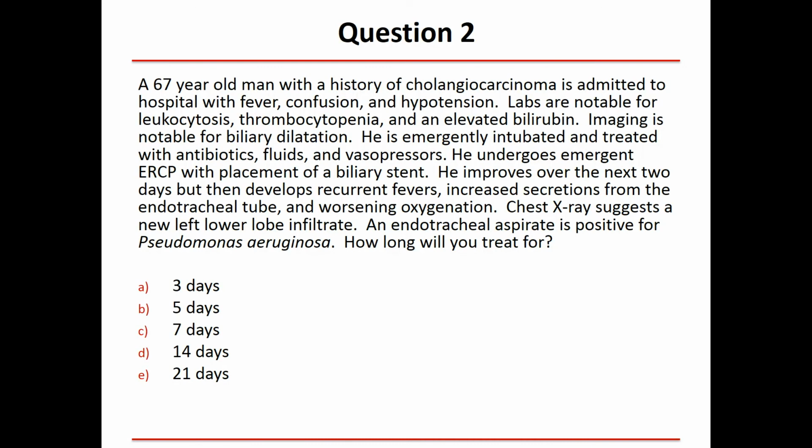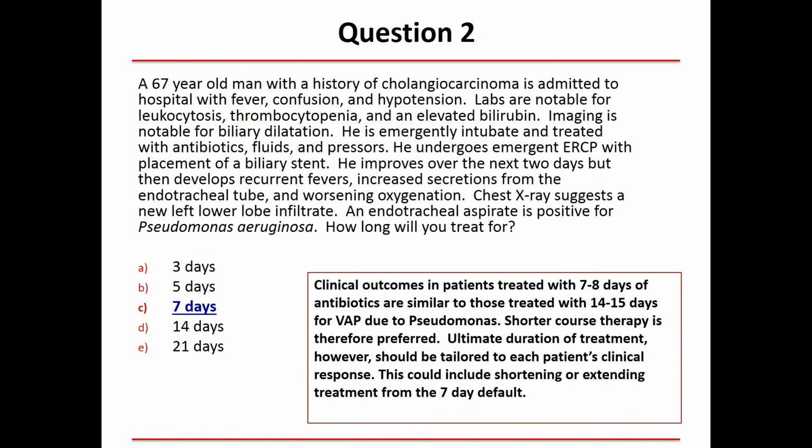3 days, 5 days, 7 days, 14 days, 21 days? My answer, 7 days. I say that because even though the patient has Pseudomonas, clinical outcomes in patients treated with 7 to 8 days of antibiotics are similar to those treated with 14 to 15 days, even with Pseudomonas, and shorter course therapy is therefore preferred. Again, our old caveat, ultimate duration of treatment should be tailored to each patient's clinical response, and that could include shortening or extending the treatment from the 7-day default.